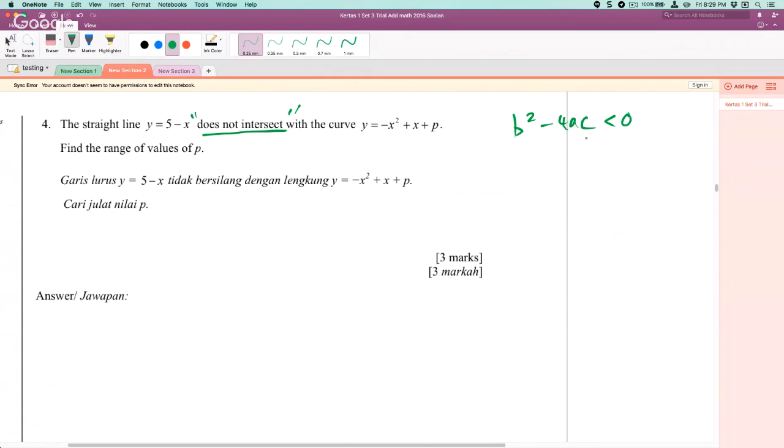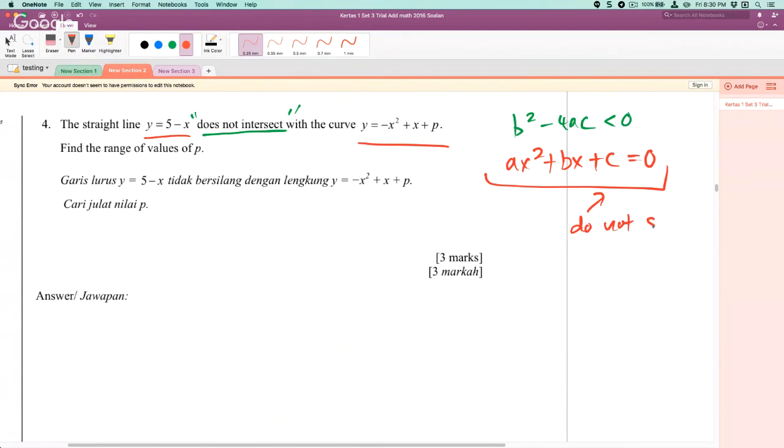But before you substitute into b squared minus 4ac, a lot of students ask me the same question every time: should I take the a, b, c from this equation or from this equation? It's neither of them. Why? Because you have to join these two equations together first. In order to take out a, b, c, your equation must be in general form, which is ax squared plus bx plus c equals 0. That means in the whole equation you do not see any y, isn't it? But here you see y on both. So what I will do is substitute the y into the y.